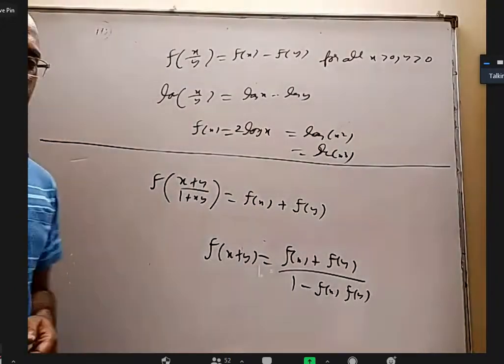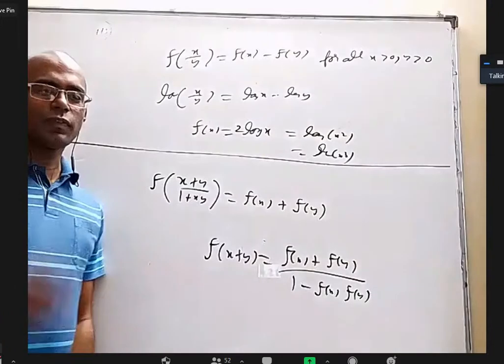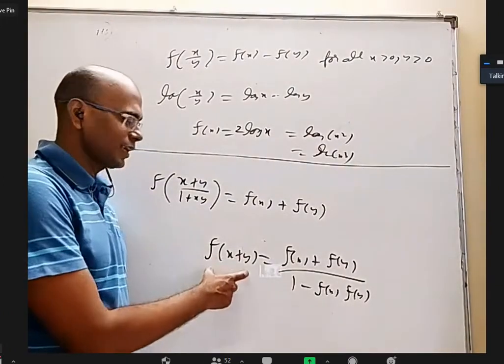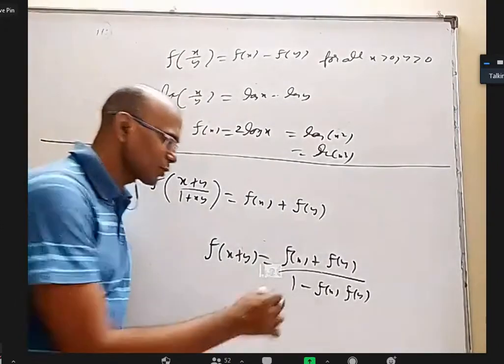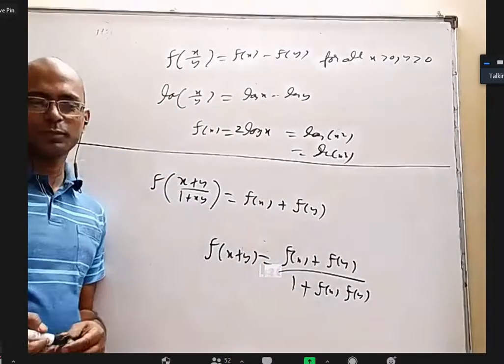tan a plus b. Yeah, f of x is tan x, and so tan (a plus b) will be (tan a plus tan b) by (1 minus tan a tan b). But the same question, if I write plus, you will not be able to say.